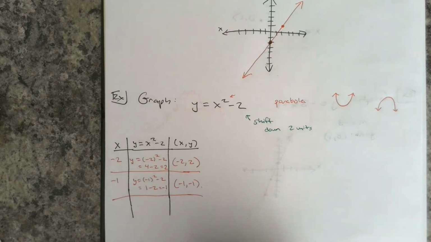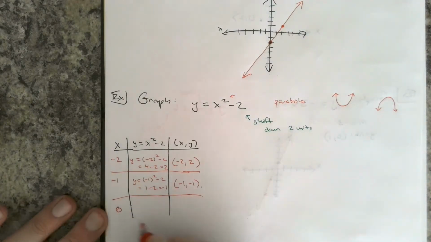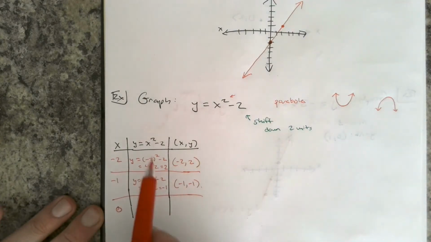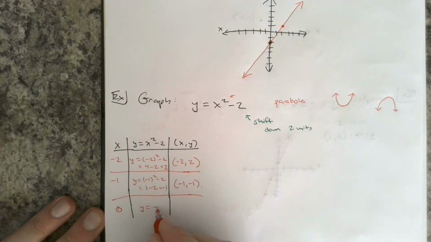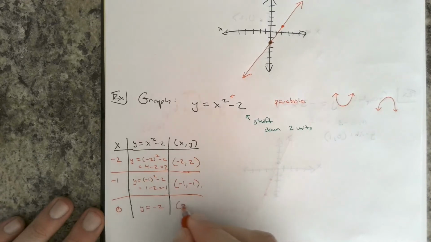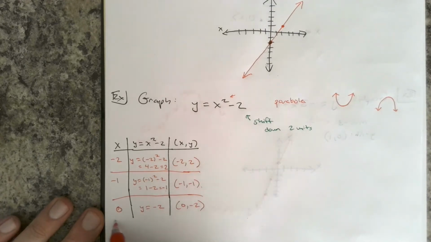And we could plot a few more. If I choose x to be 0, well, then take a look at what happens here. X squared would be 0 squared, so it's 0 minus 2. So we get y equals -2. So the point 0, -2 is on our graph.